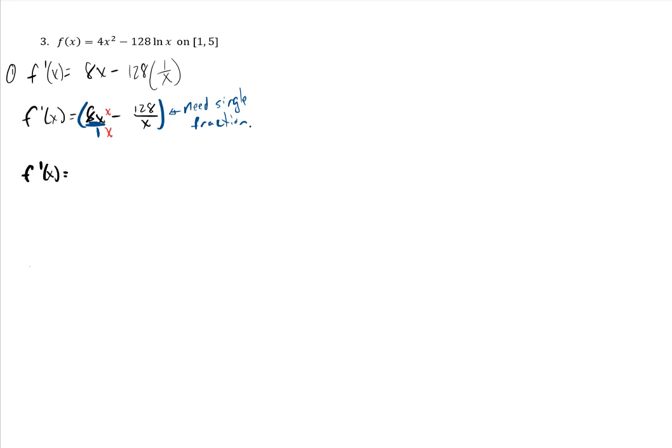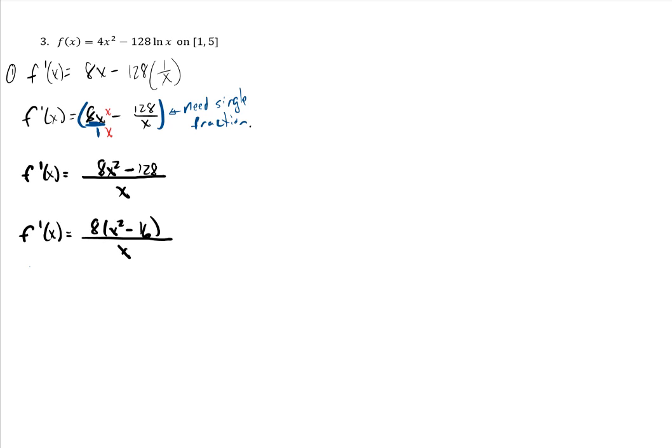So f prime of x is equal to, now we have a single fraction. 8x times x would be 8x squared, and then minus 128 over the common denominator of x. Okay, so that's what we wanted. And now it looks like I could take an 8 out of the numerator. So let's continue to factor. 8 is getting taken out, and I'd be left with x squared minus 16, since 8 times 16 is 128, over x.